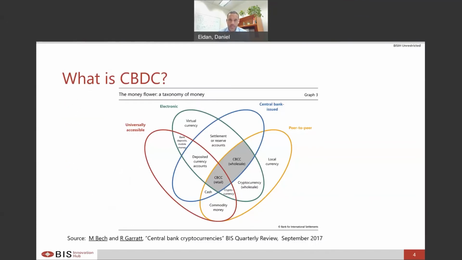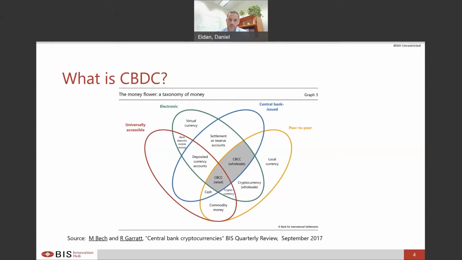So what is CBDC? I like to start from this diagram. I think that this kind of tells all the fundamentals. You'll see this diagram is an intersection of four main attributes that we think of as the taxonomy of money. Reading from left to right, from the red oval, the first one is the notion of universal accessibility. The next one is the notion of it being an electronic instrument. In the blue oval, you can see whether or not the instrument is issued by a central bank. And then lastly, in the yellow oval, you'll see whether transacting with this is a peer-to-peer function.